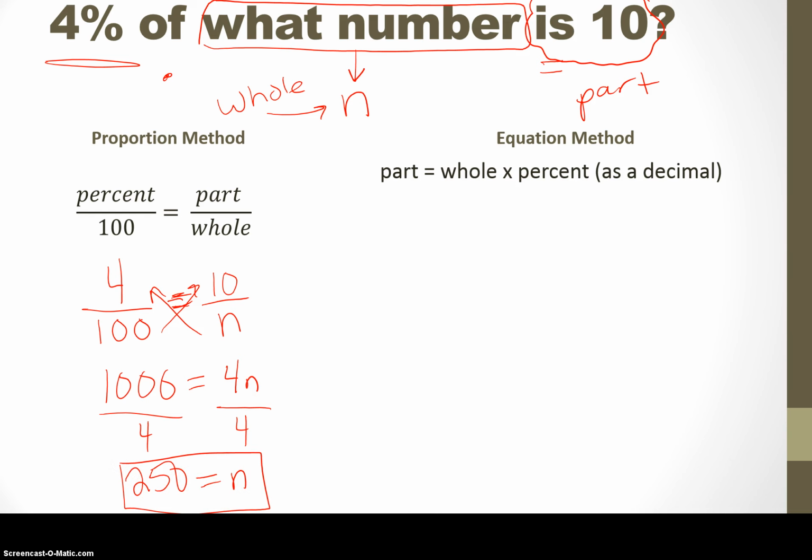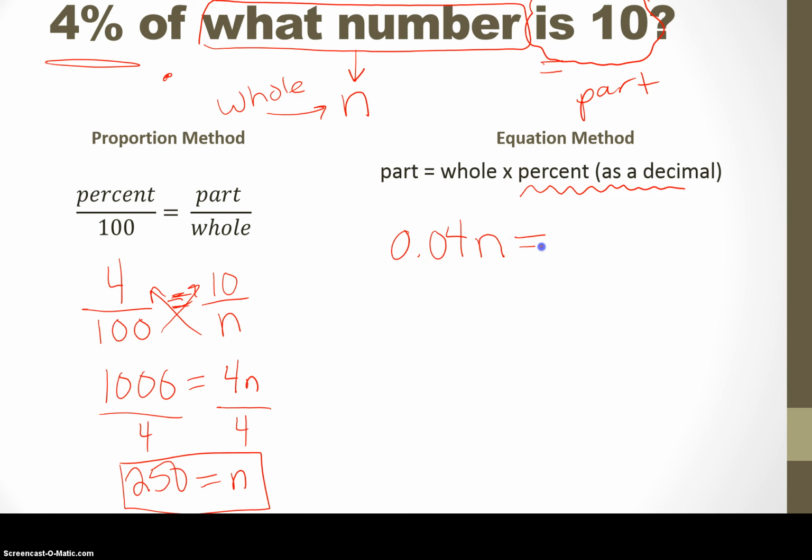In the equation method, you could either use the part equals the whole times the percent as a decimal, or just read it from left to right. 4%, the only thing that's tricky here is you have to write the percent as a decimal. So 4% is 0.04. Of what number? Of means times. What number? I don't know, so I put the n next. The coefficient, the number, always comes before the variable.